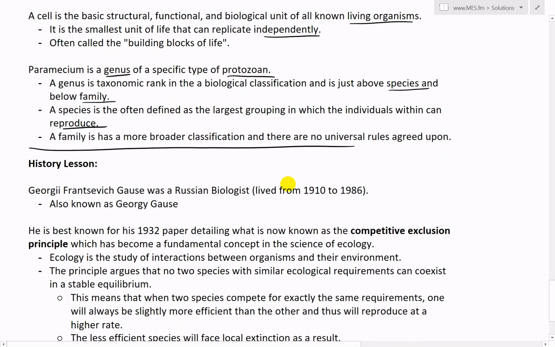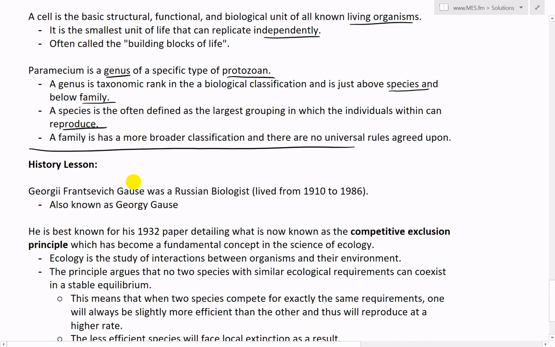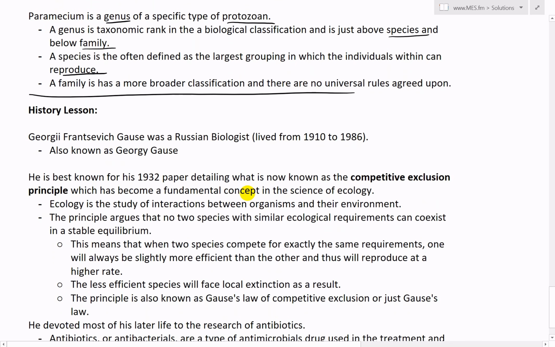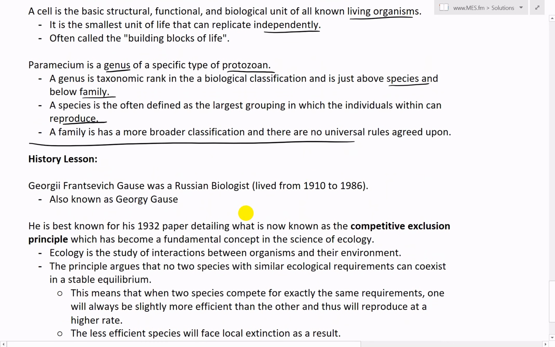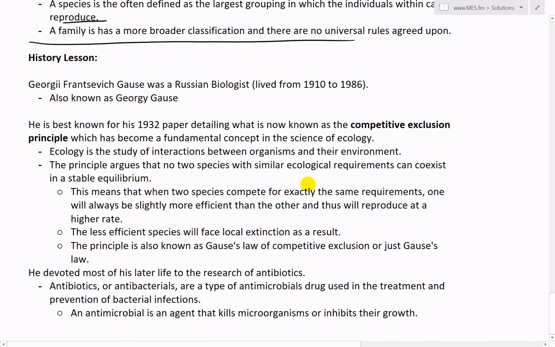And a family is just above the genus. A family is a broader classification, and there are no universal rules agreed upon for it, and I'm not going to get too much into that. But basically, if it's birds, then it'd probably group them with some other type, not sure, other types of flying animals or whatnot. Anyways, so let's go to a history lesson on Gause.